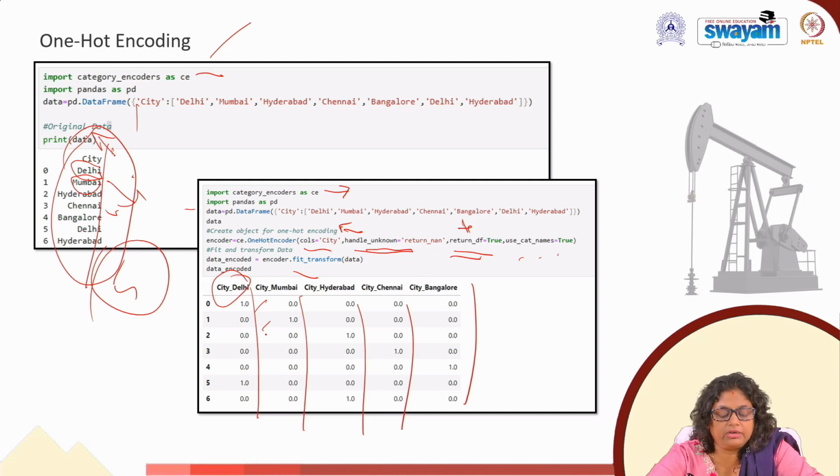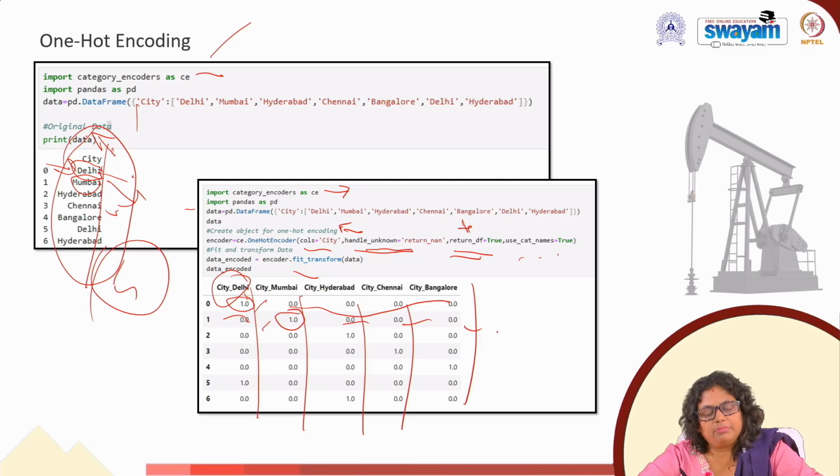So wherever it is a 1, that means presence, and if it is 0, it is absent. First we have Delhi. Delhi corresponds to index 0, so we have the presence there, and the other values are 0. Then the second one is Mumbai. So 1 is for Mumbai and the others are 0. So 0 means exclusion and 1 means inclusion.